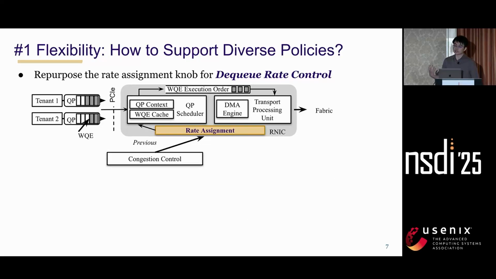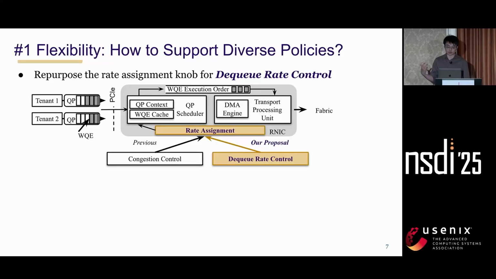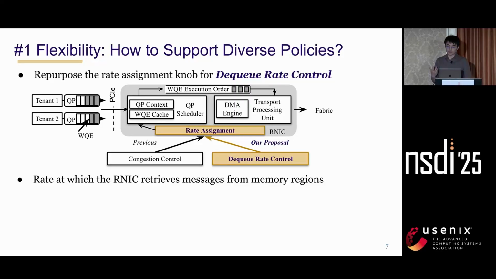Actually, this rate assignment knob is very powerful. We can encode much more information into the rate assignment, going beyond congestion control. We repurpose the rate assignment for DQ rate control. What is DQ rate? DQ rate is the speed for RDMA NICs to fetch messages from host memory regions. Next, we will introduce why DQ rate is more comprehensive as a control model.